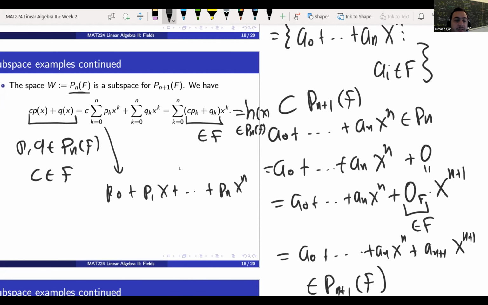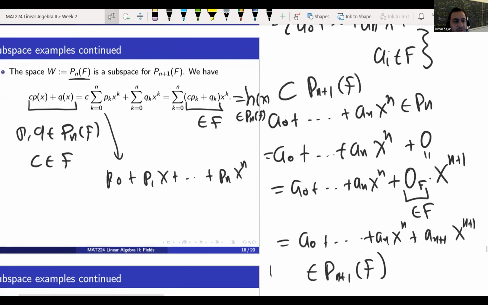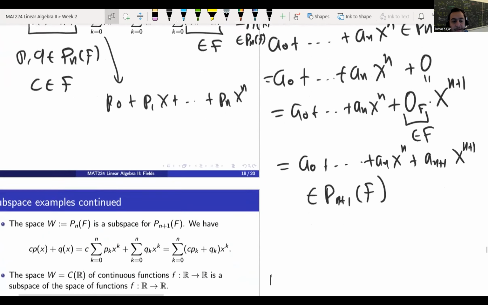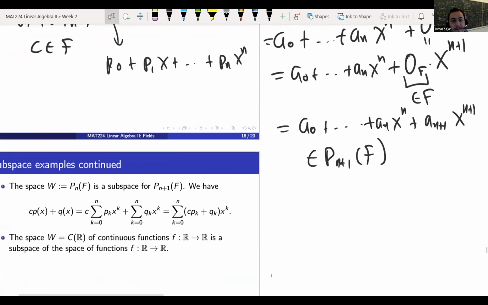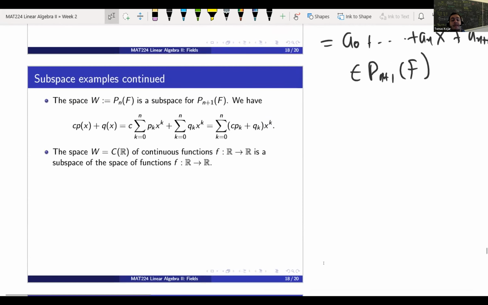So that was the trick here. Is it not much easier? Imagine going through all the axioms. That would have been such a pain. Okay, all right. Let's do another example.